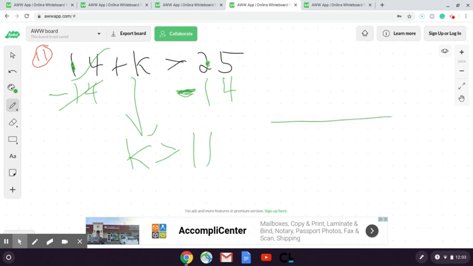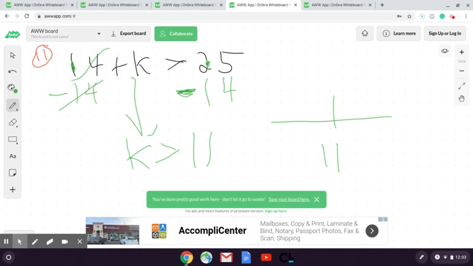And then for your graph, at 11, you would do an open circle because there's no line underneath the greater than symbol. So you would do your line to the right.